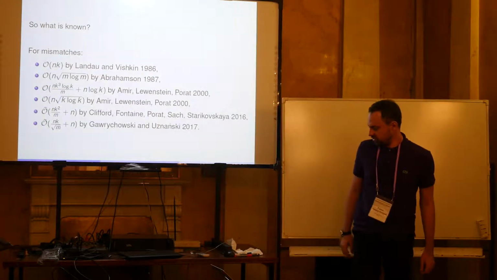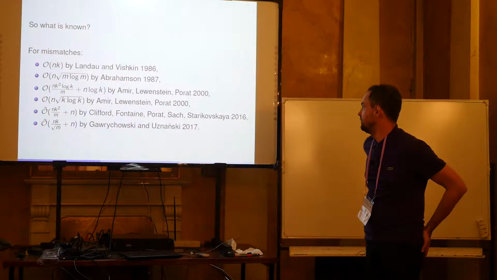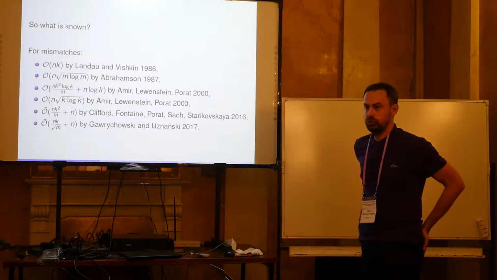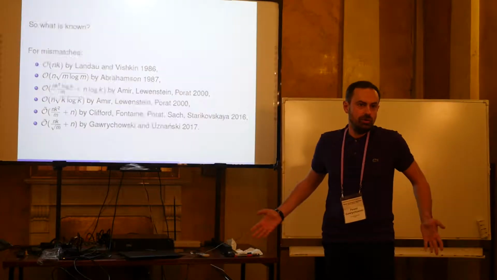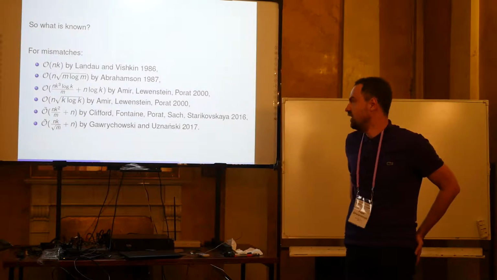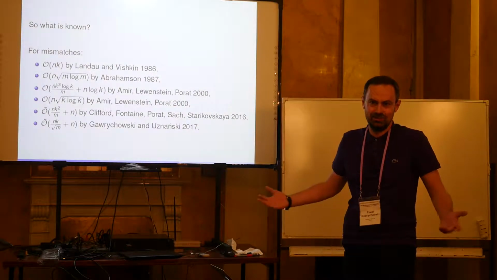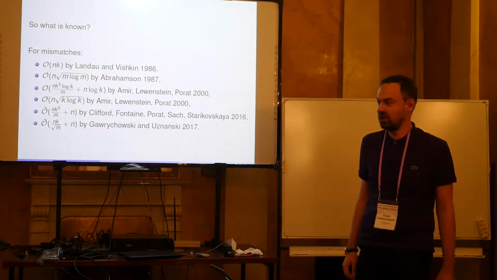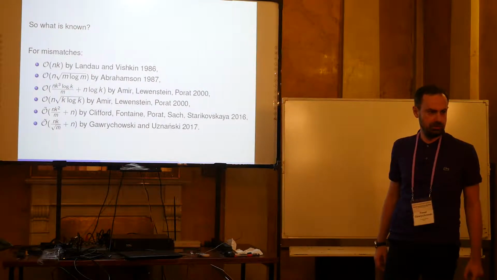So for mismatches, the first algorithm was by Landau and Vishkin some time ago. It worked in n times k, and I will show you how it works in a few minutes. So if your k is small, your running time is close to linear. And if your k is large, probably you don't really care about those occurrences because there is so much noise in your data that you just don't care. So we would like to parameterize by k, and for small k, we would like to have good running time.